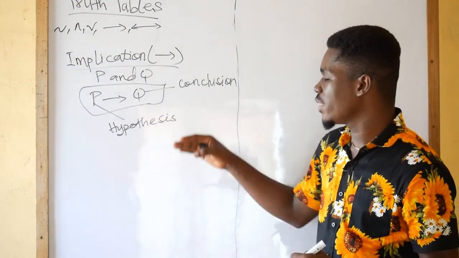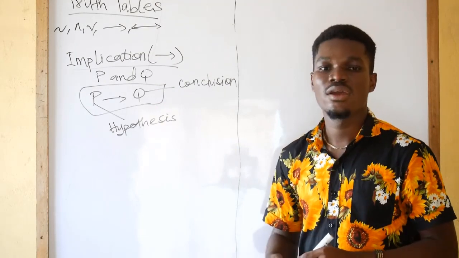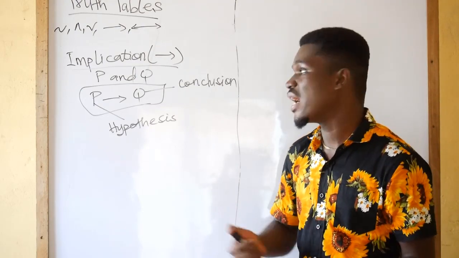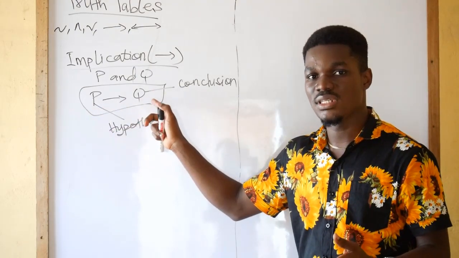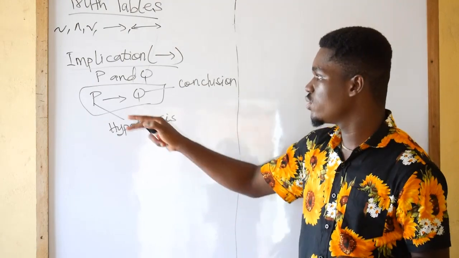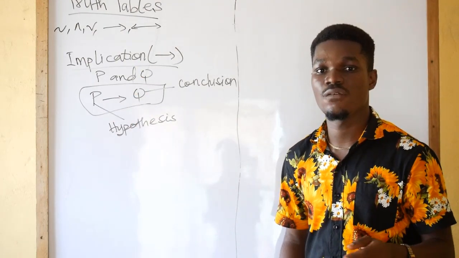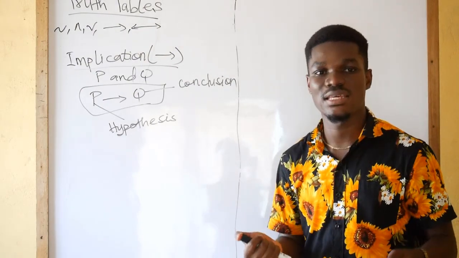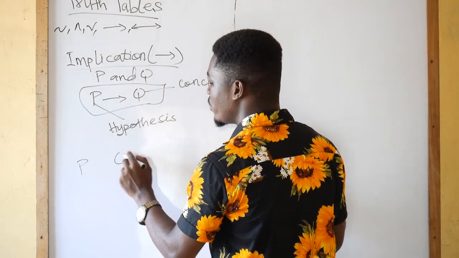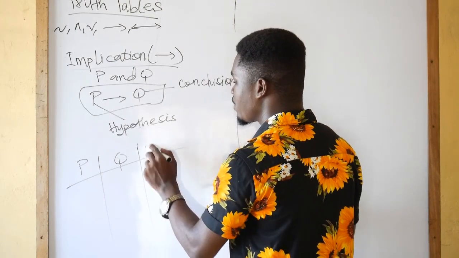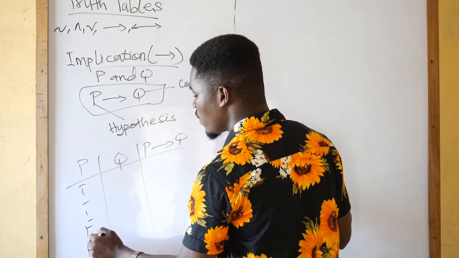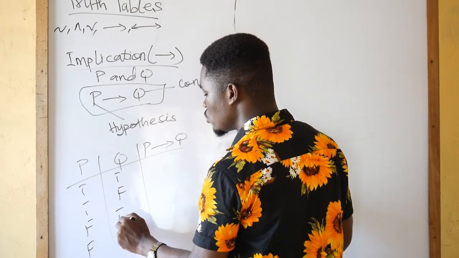When you have this logical statement, this operator always returns true, except if the hypothesis is true and the conclusion is false. That one will return false. Other than that, it returns true. So let's construct a truth table for this. We have P, we have Q, then we have P implies Q, with true, true, false, false, true, false, true, false.